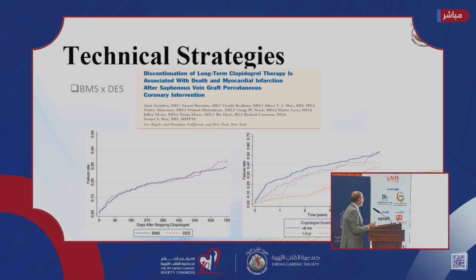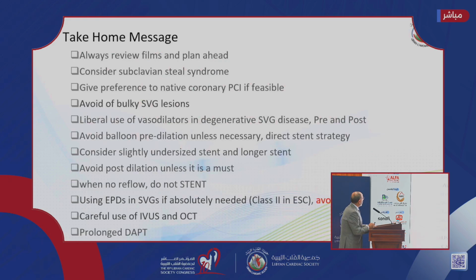So take-home message: always review films and plan ahead in any intervention that you want to do. Consider subclavian steal syndrome or intercostal or PA fistulas. Give preference to the native coronary. Whenever you have a graft disease and it is degenerative, forget the graft. Just go after the native artery, CTO, whatever it is, just go. Even if you're using the graft itself to open the CTO like I showed you earlier.